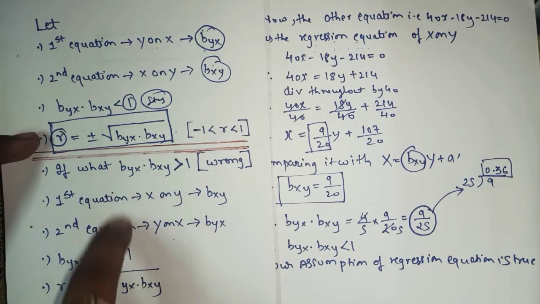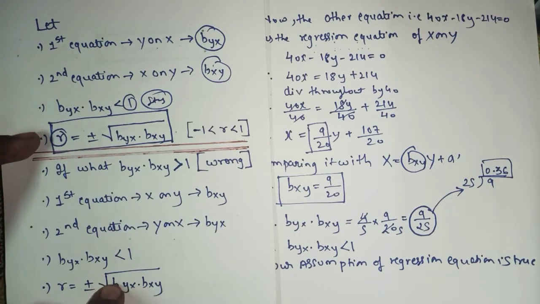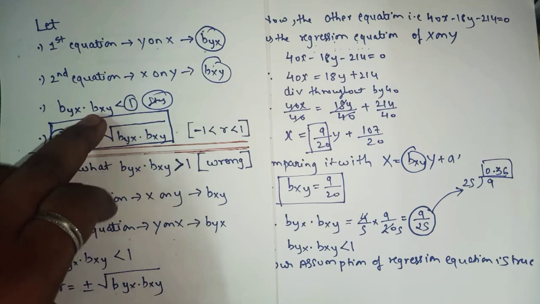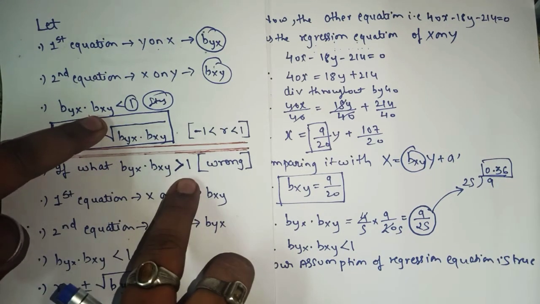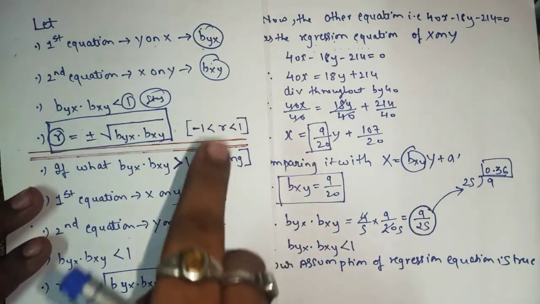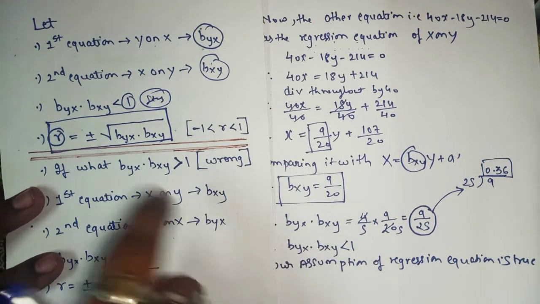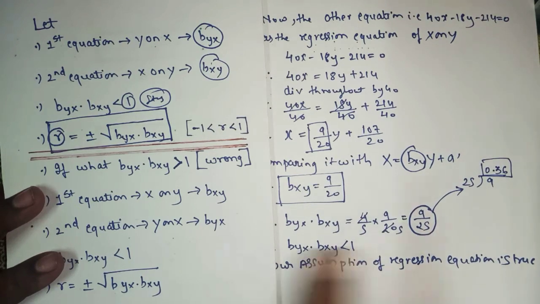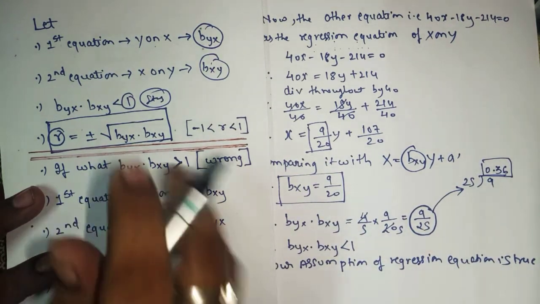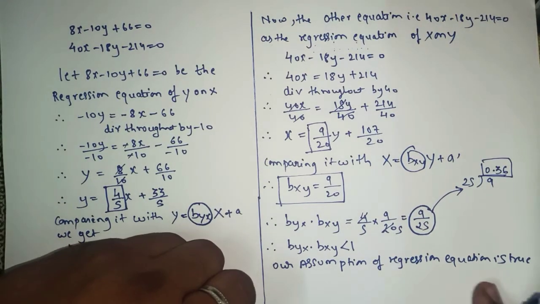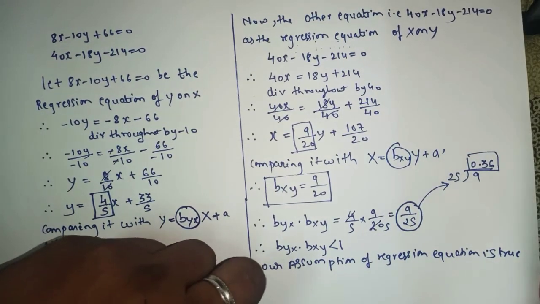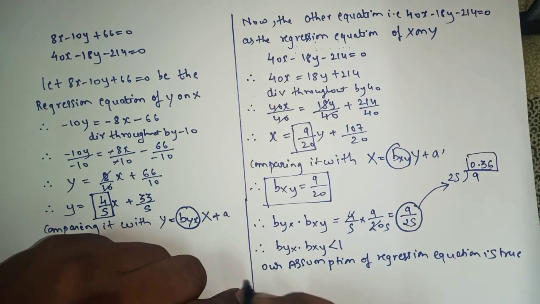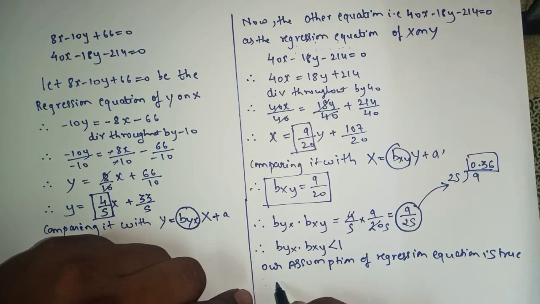So this is type number 2. We'll consider this sum as type number 2, where in some cases the product of these two numbers will be greater than 1. If it is greater than 1, clearly we can see that our assumption is wrong. As per the rule, the product of these two should be less than 1 only. If it is greater than 1, that means we cannot find the value of r. Now, is our assumption of the regression equation true, yes or no?